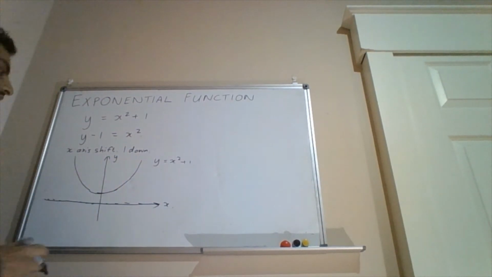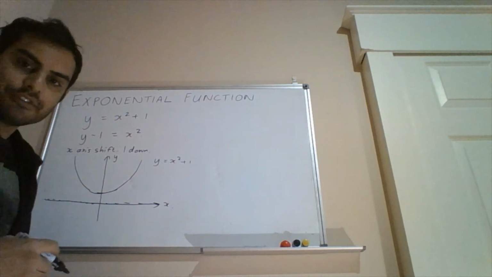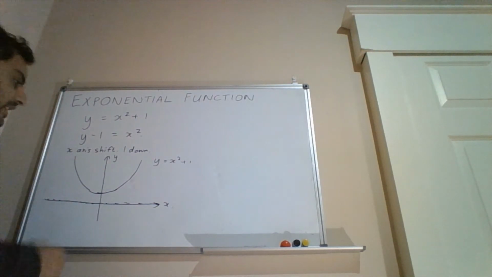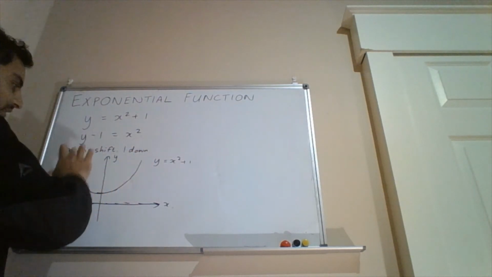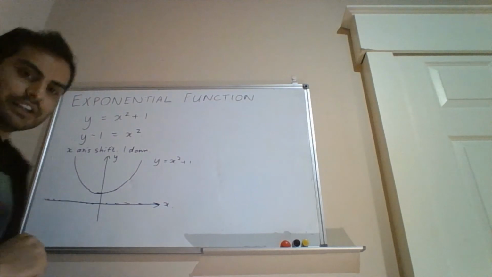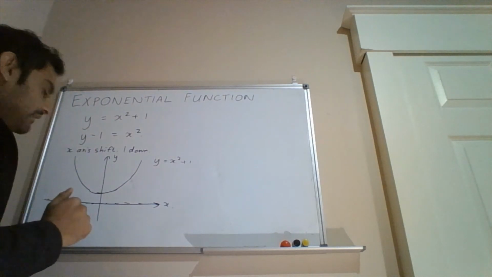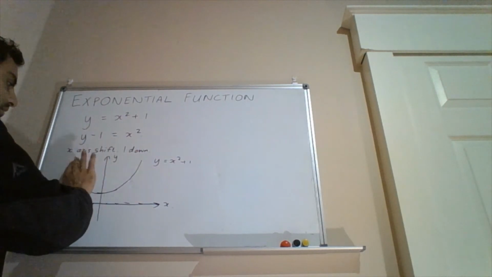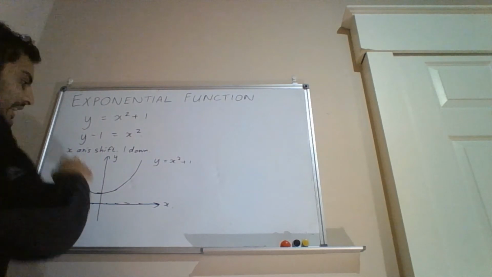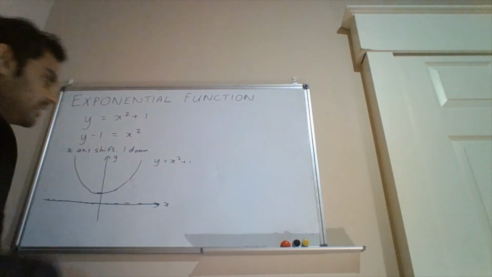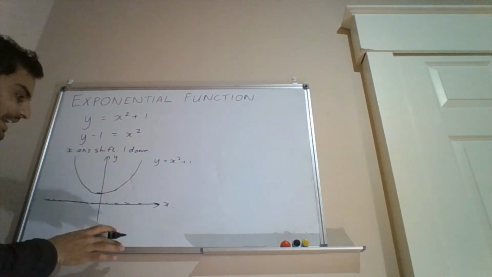So now let's look at some reflections. If we reflect this graph about the y-axis, it wouldn't make any difference because this graph is symmetrical about the y-axis, the line x equals 0. So this branch would just reflect perfectly here, this branch would reflect there, and we'd get the exact same shape. So in this case, I'm only going to look at reflection about the x-axis.